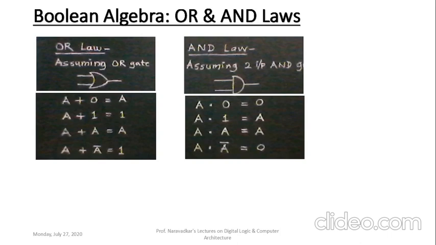Then the third combination here, A dot A, equal inputs are applied. In that case also we are getting the output of that AND gate same as A. Then A dot A bar, the complementary inputs are applied. When one input is 0, the second input is 1, we know from the truth table of the AND gate studied previously, the output of that AND gate is equal to 0. So A dot A bar is equal to 0.